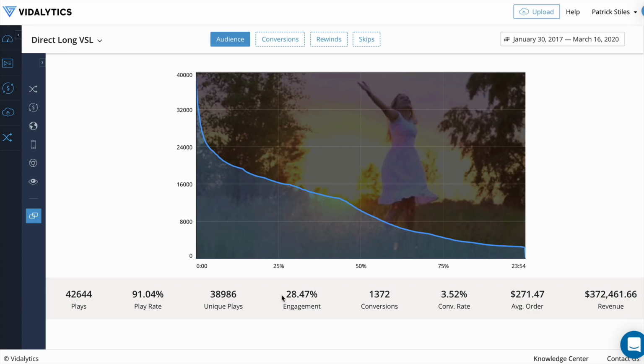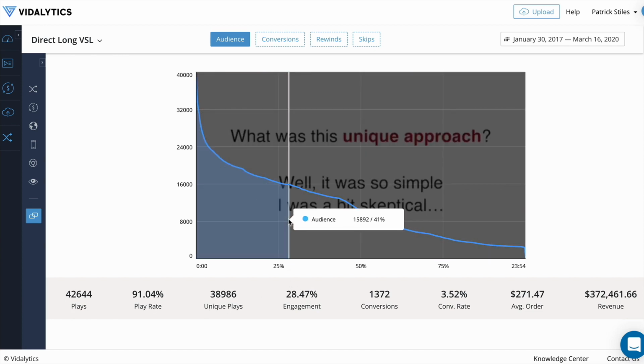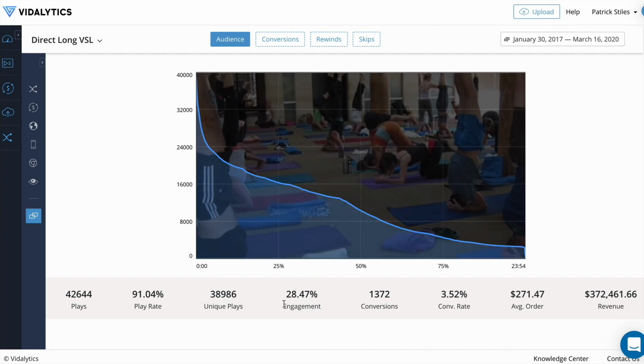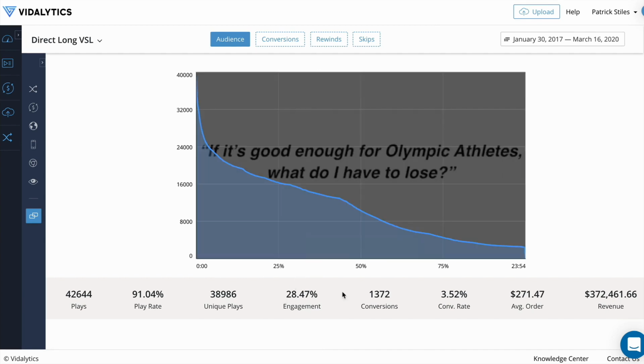Then the engagement. This is average engagement. So on average, people made it 28% into the video. And you can see here that if we back up on our audience engagement here, it's going to be at 50% right around that 28% engagement. And then we have 1,300 conversions. So this is how many people converted from the video. And we know this because Vidalytics has video conversion tracking.